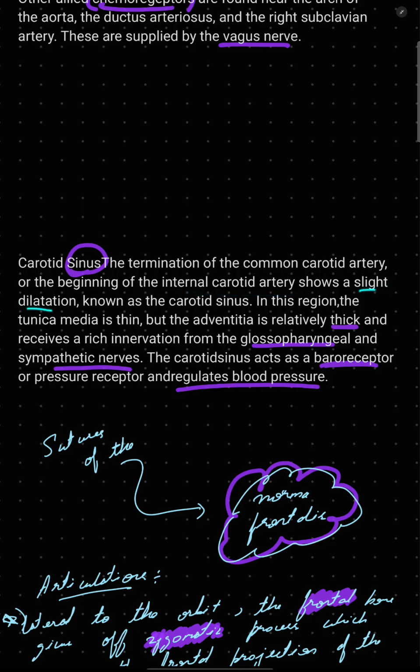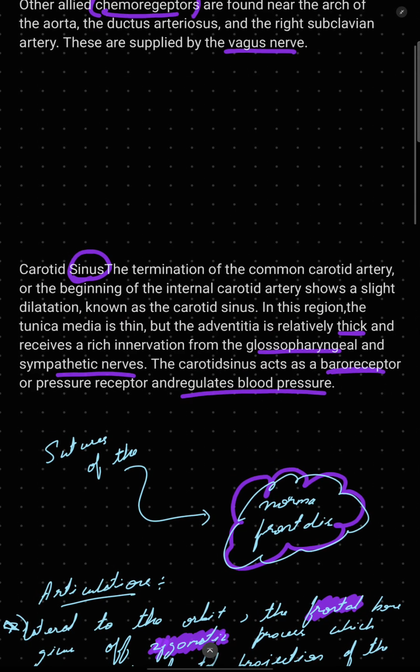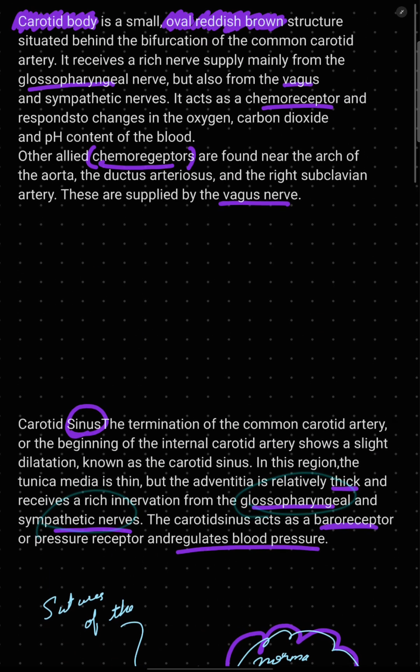It shows a slight dilation known as the carotid sinus. In this region, the tunica media is thin. Usually the tunica media is thick, but here it is thin, and the adventitia is relatively thicker and receives a rich innervation from the glossopharyngeal and sympathetic nerves.